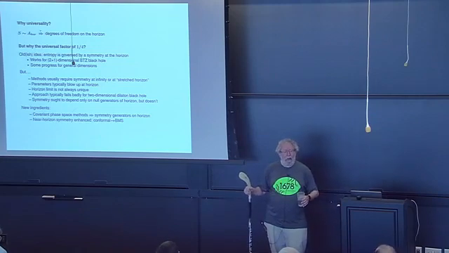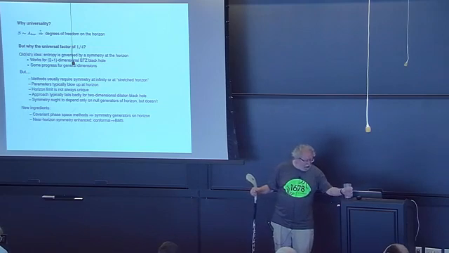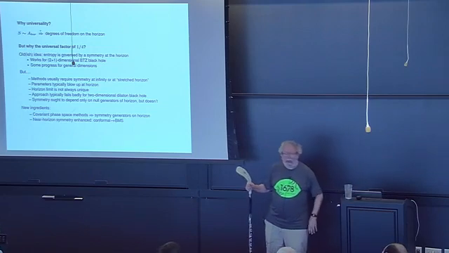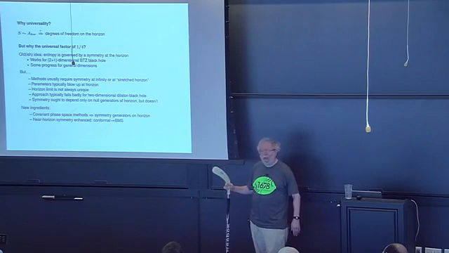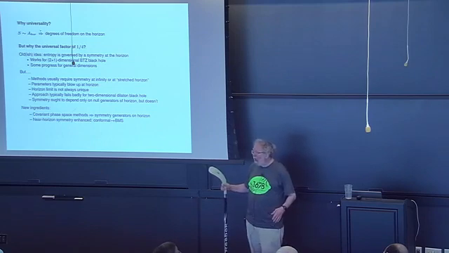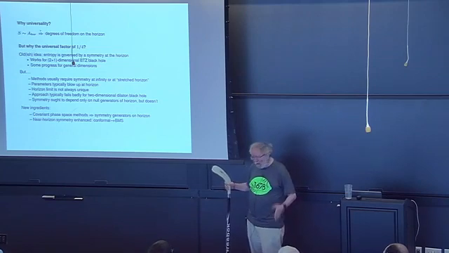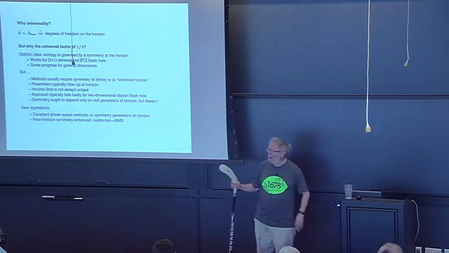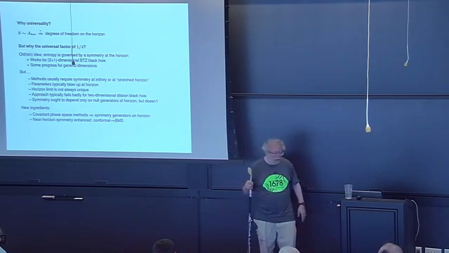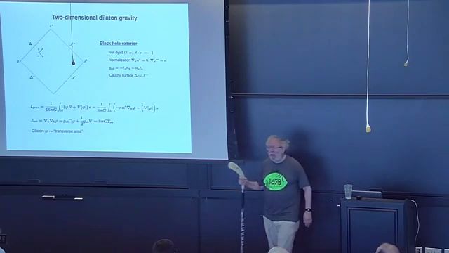The other ingredient that I'll be using is what's called covariant canonical formalism, which is a nice, elegant way of expressing a symplectic structure that allows you to write everything directly on the horizon, which is often difficult because the horizon is a null surface. So, some more details now.